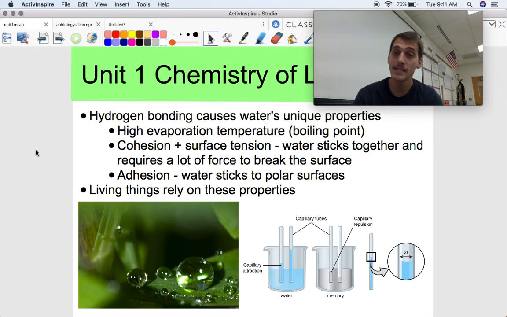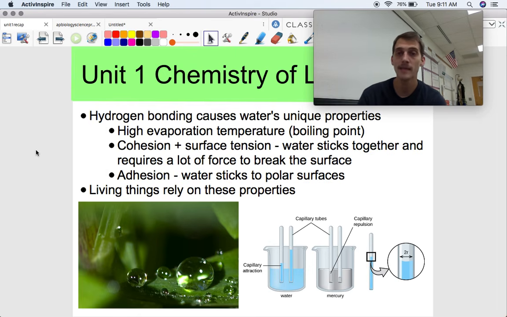And then, of course, adhesion means that water is going to stick to other polar surfaces very well as well. It's just water is very sticky. That's how my biology teacher described it. Okay? And living things rely on these three properties, that it's not going to boil easily, it's not going to break apart easily, and it's going to stick to polar surfaces.